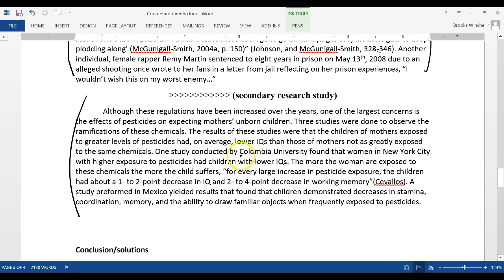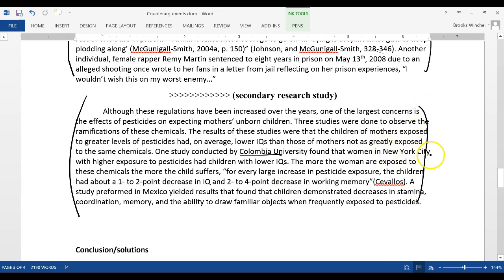One study conducted by Columbia University found that women in New York City with a higher exposure to pesticides had children with lower IQs. The more the women were exposed to the chemicals, the more the child suffers. For every large increase in pesticide exposure, the children had a 1 to 2 point decrease in IQ and a 2 to 4 point decrease in working memory. A study performed in Mexico found that children demonstrated decreases in stamina, coordination, memory, and the ability to draw familiar objects when exposed frequently to pesticides.